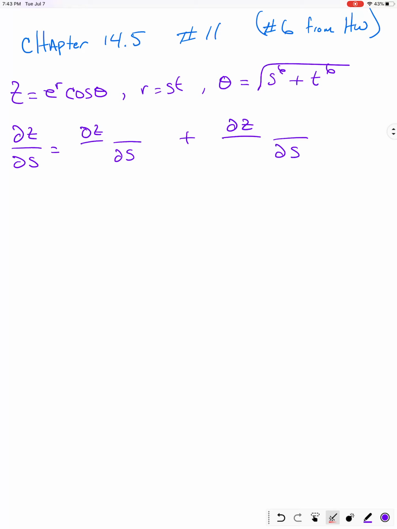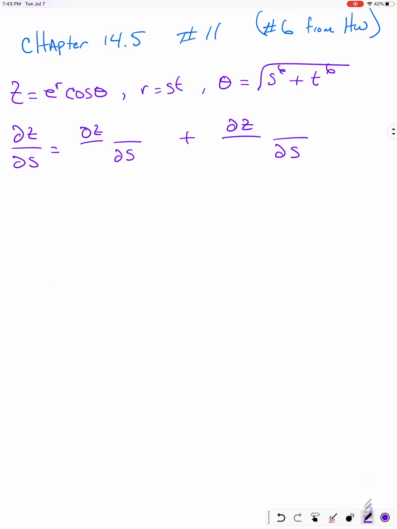And we are asked to find the partial derivative of z with respect to s, and by the way, we are also asked to find the partial derivative of z with respect to t. So we will worry about that second part in a minute.